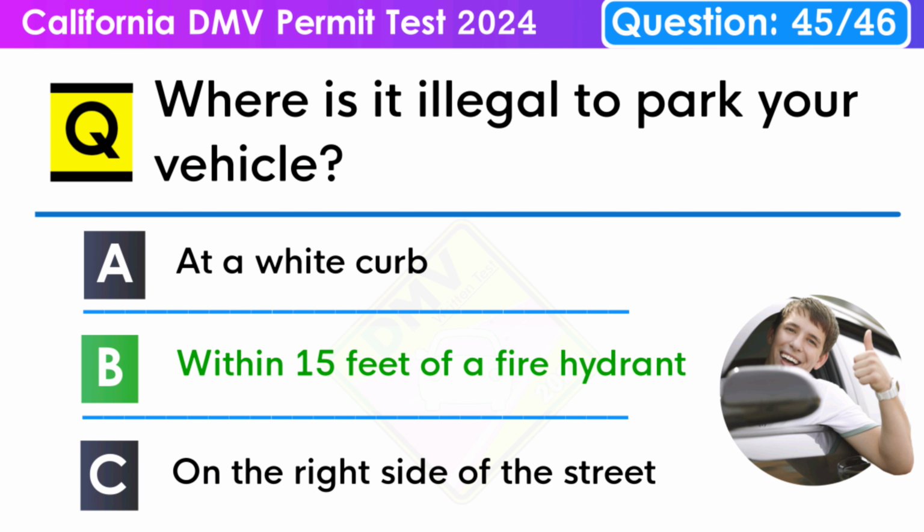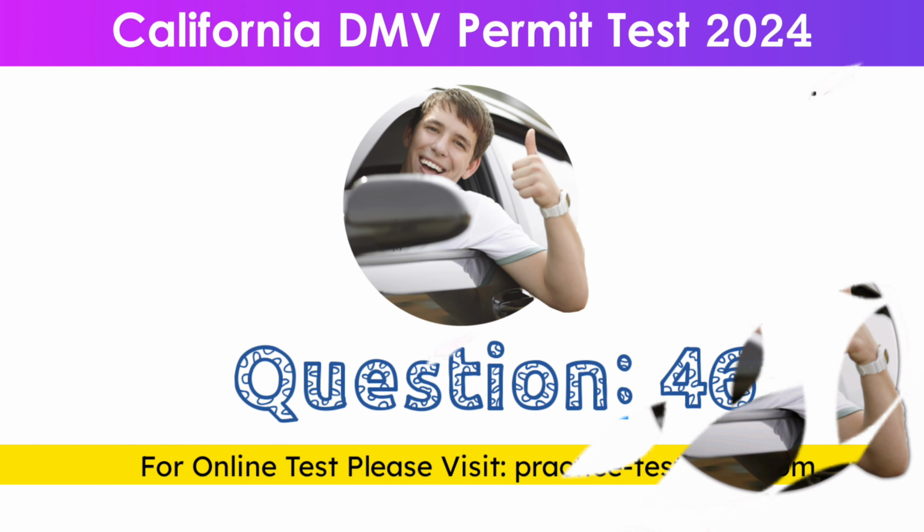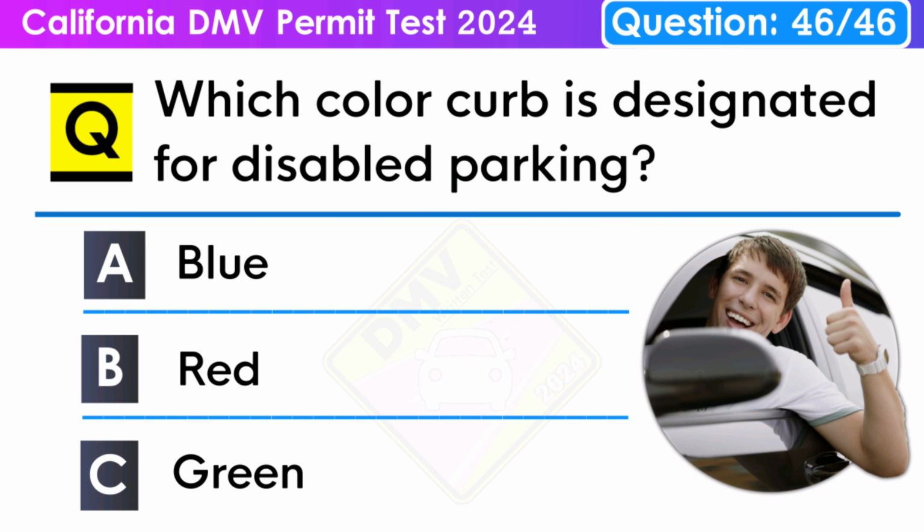Question 46. Which color curb is designated for disabled parking? A. Blue. B. Red. C. Green. Correct answer: A. Blue. A blue curb is reserved for parking by disabled persons or someone driving a disabled person with a special placard or license plate.